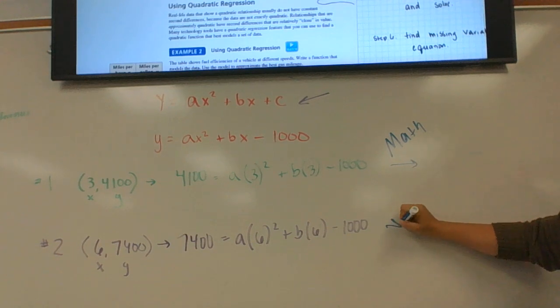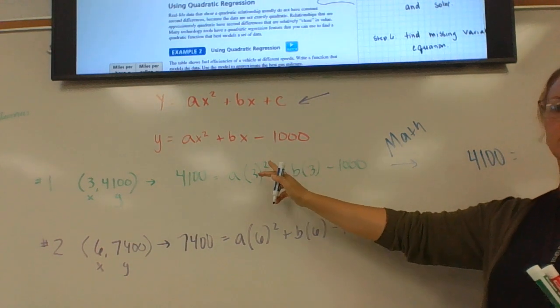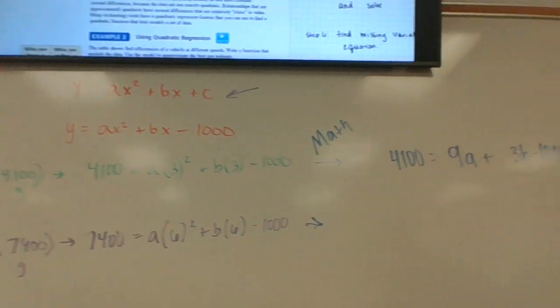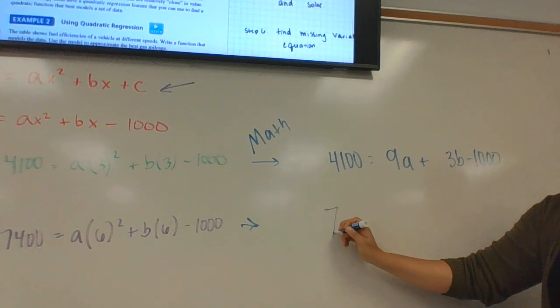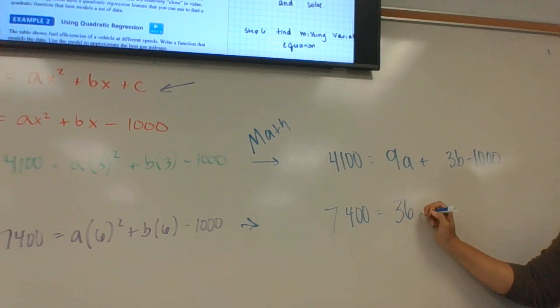After that, you're working these problems. We're doing math from there. After you get plugged in, that's the whole setup. From there, you're relying on your math skills. So I'm going to rewrite this one. Instead of 3 squared is 9, I'll write 9A. And then 3B minus 1,000. And this one shows 6 squared, so I can write that as 36A.